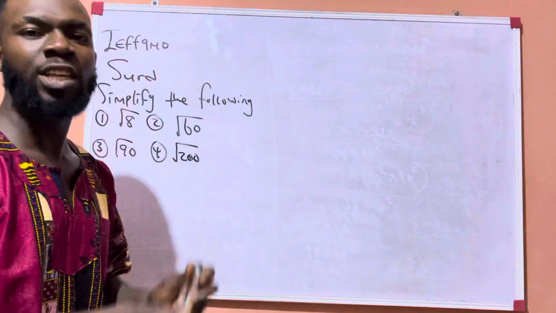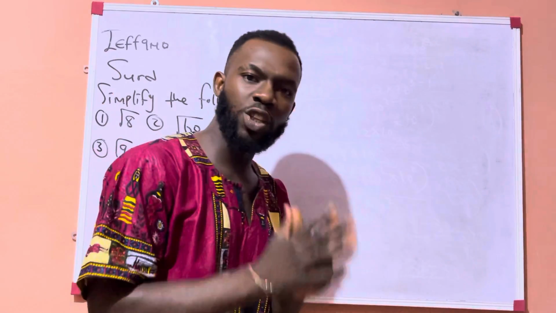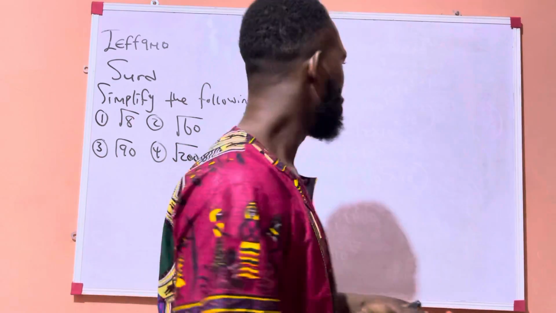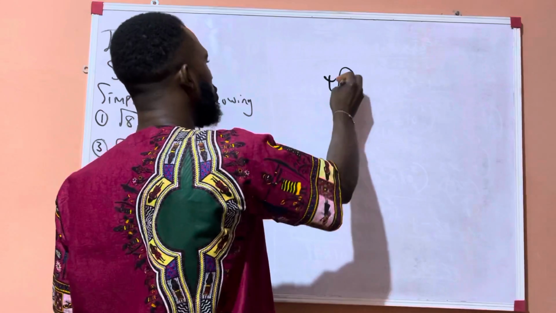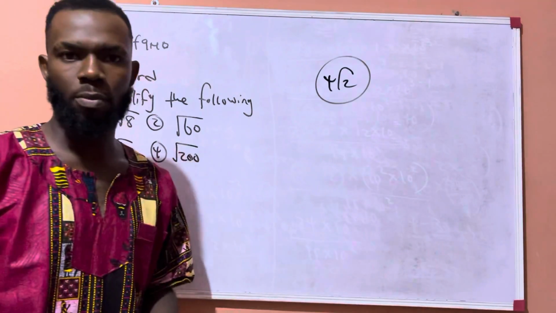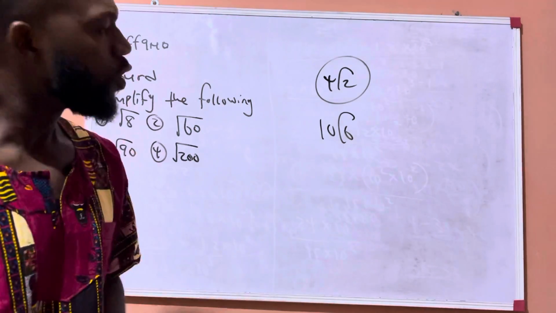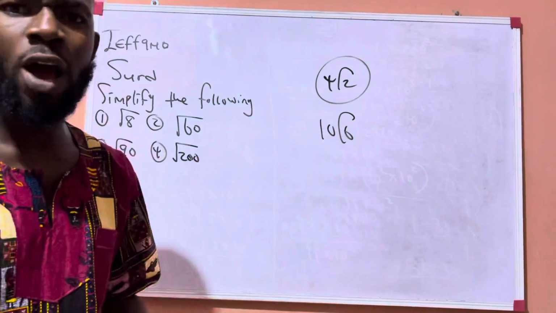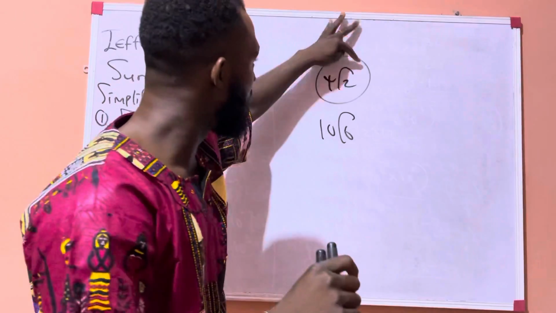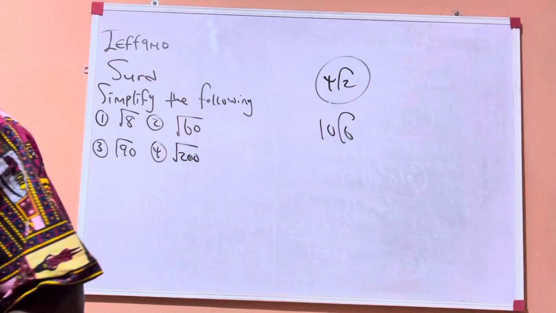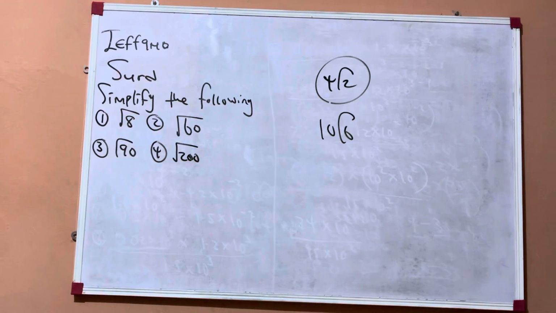Leaving your answer in surd form simply means your result will carry a root sign in your final answer. So something like 4 root 2 is in surd form, and 10 root 6 is in surd form. This is exactly how you can leave your answer in surd form, where there is a root in your answer. Okay, now a surd can be rational or irrational.